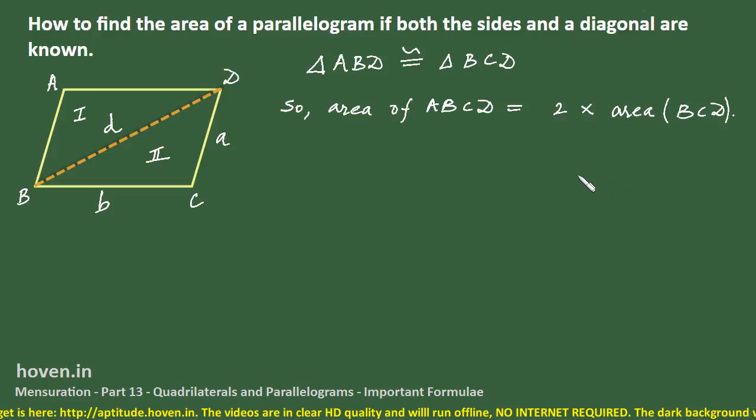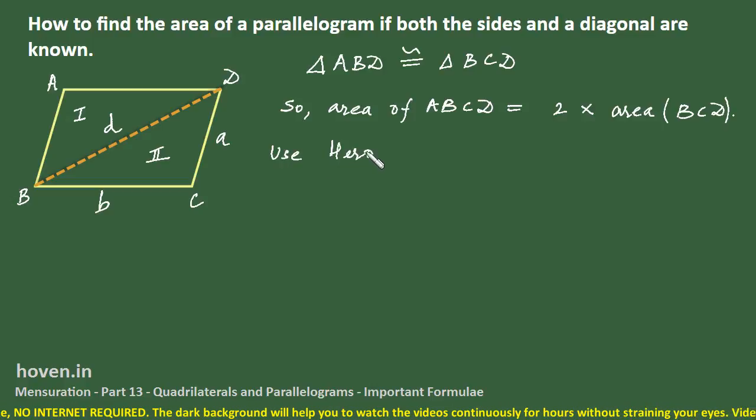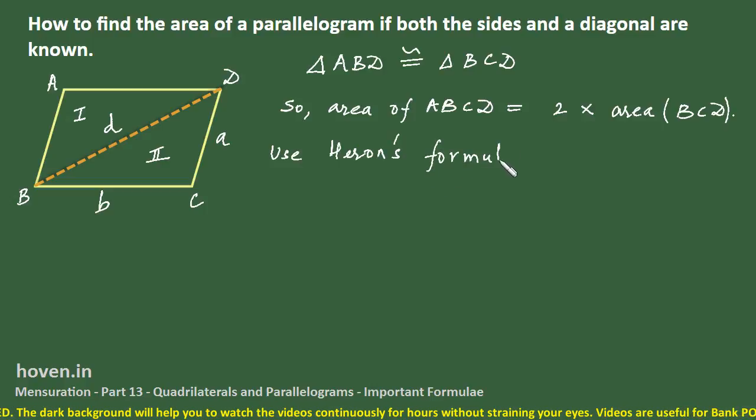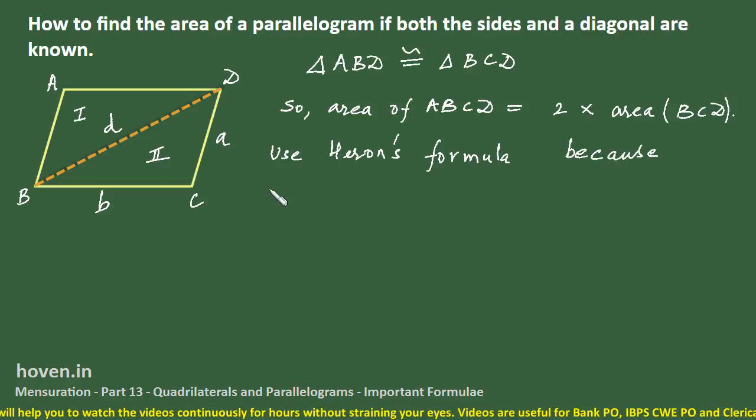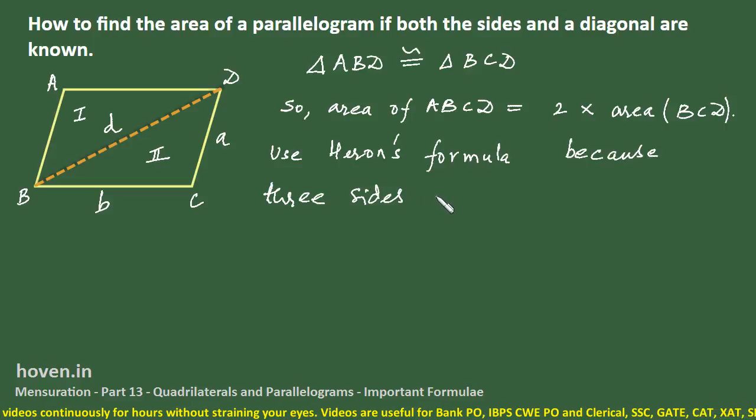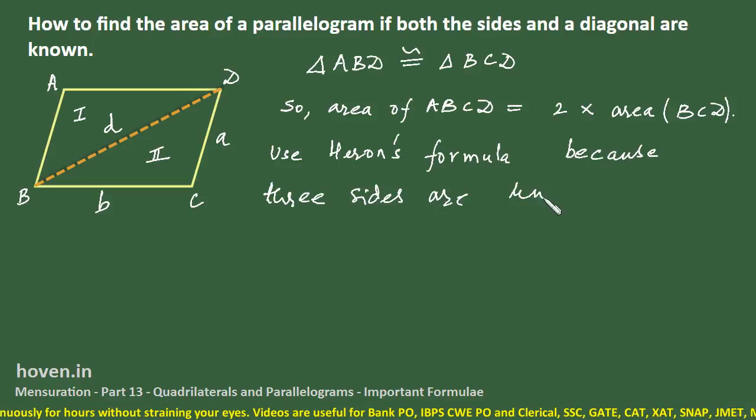So our problem now reduces to finding out the area of the triangle BCD, which can be found out by using Heron's formula. So write, use Heron's formula because three sides are known.